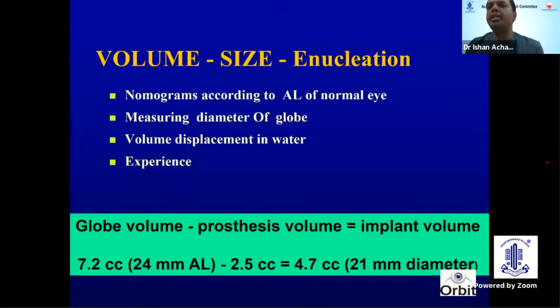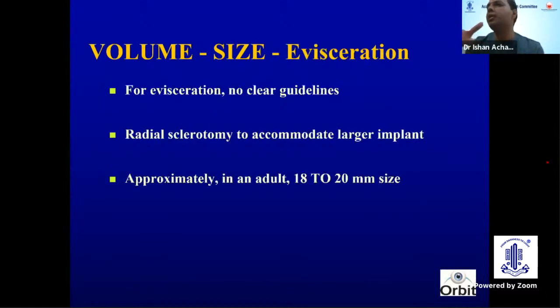So globe volume minus prosthesis volume will be the implant volume. Almost 4.7 cc should be replaced. That will come to 21 mm diameter of an orbital implant. That is not easy to put during evisceration especially, but in enucleation it may be possible. For evisceration, there are no clear-cut guidelines available. Radial sclerotomy should be done to accommodate a larger implant, approximately 18 to 20 mm in size.